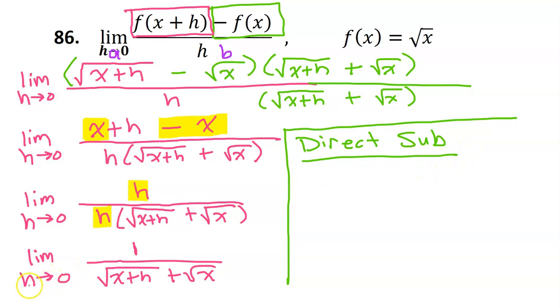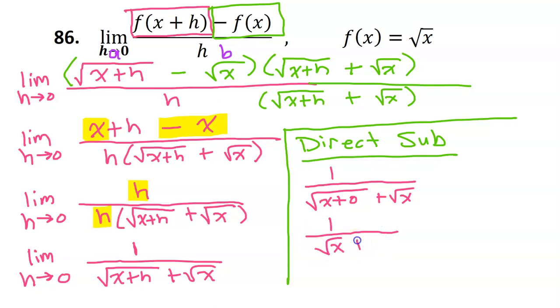So if h becomes 0, then this expression will become 1 over the square root of x plus 0 plus the square root of x. And this will be 1 over the square root of x plus the square root of x. But this is equal to 1 over 2 times the square root of x, because there's two of them. And that is it. This is the limit.